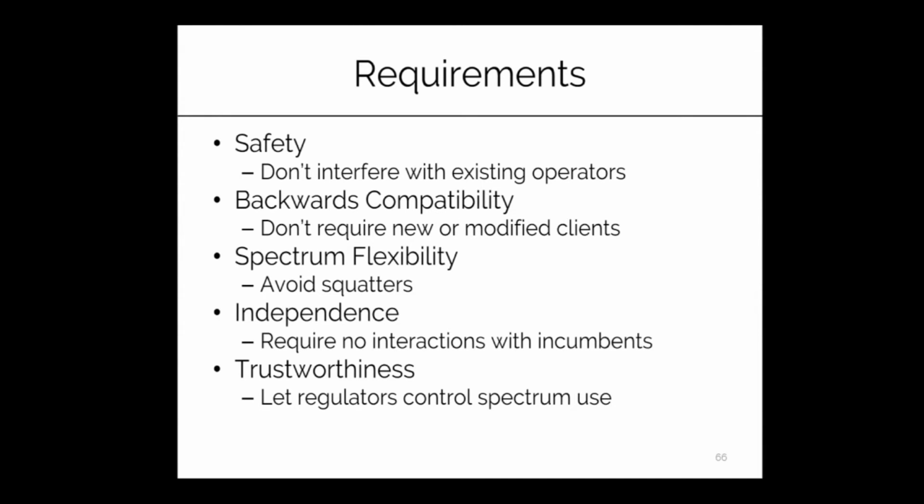The fourth one is independence. This means that the incumbents don't need to be involved. They're big organizations. They don't want to have to talk to every small organization in their country providing coverage. So we need to do the above 3 without their involvement. The last one is trustworthiness, which is that if you break any of the above 4, we can shut you down. The telecoms can shut you down. The regulators can shut you down.